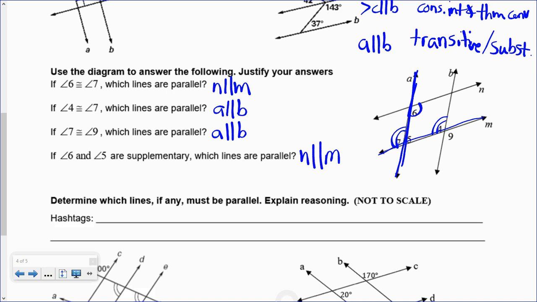6 is congruent to 4. Which lines are parallel? So what would you say? You would either say none or not enough information, because you don't know enough information to say that the lines are parallel. They're not even on the same transversal. So either you would say not enough information to determine the answer, or just say none. So make sure you're looking out for those.